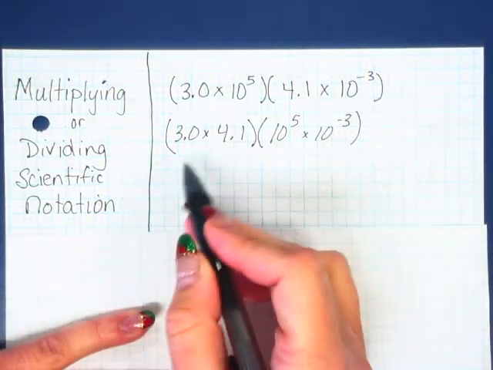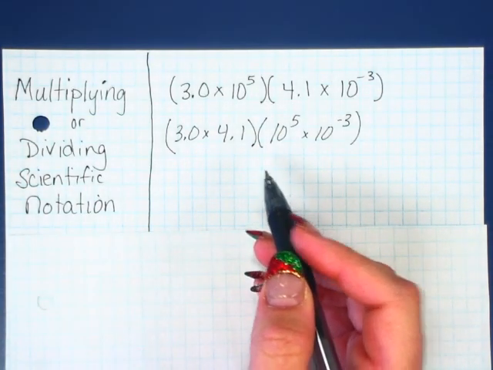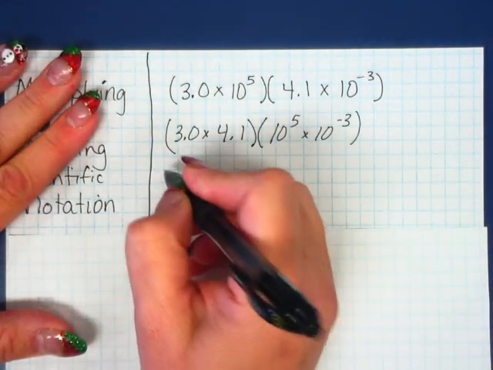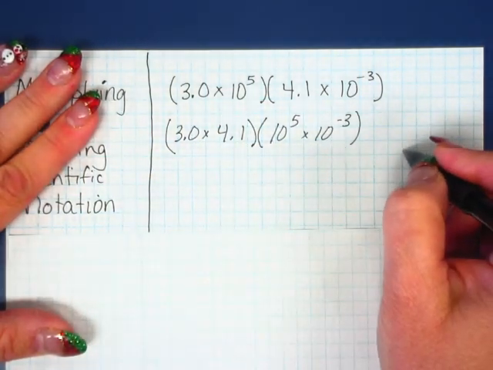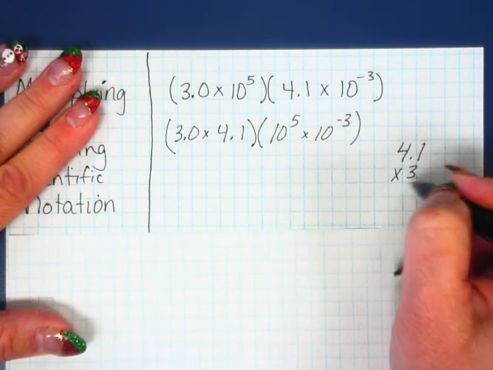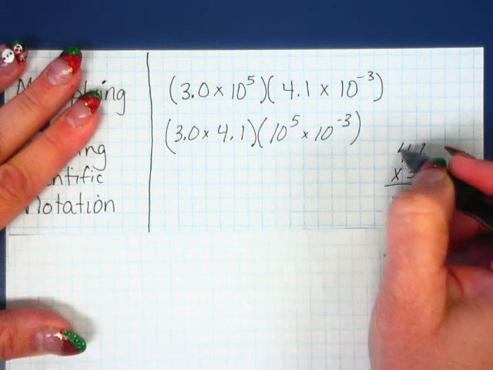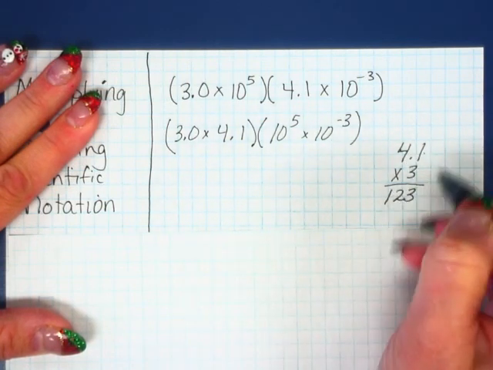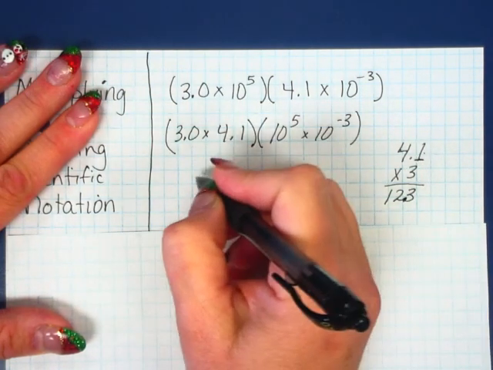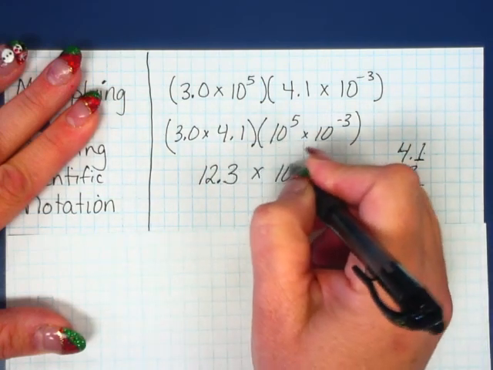We use the math and we do the multiplication. 3 times 4.1. If you're not sure how to do that, it's been a while since you've multiplied decimals, put it over here. 4.1 times 3.0. You can drop the 0.0. 3 times 1 is 3. 4 times 3 is 12. There's one number behind the decimal, so I finish with one number behind the decimal. So 12.3 times 10 to some power.